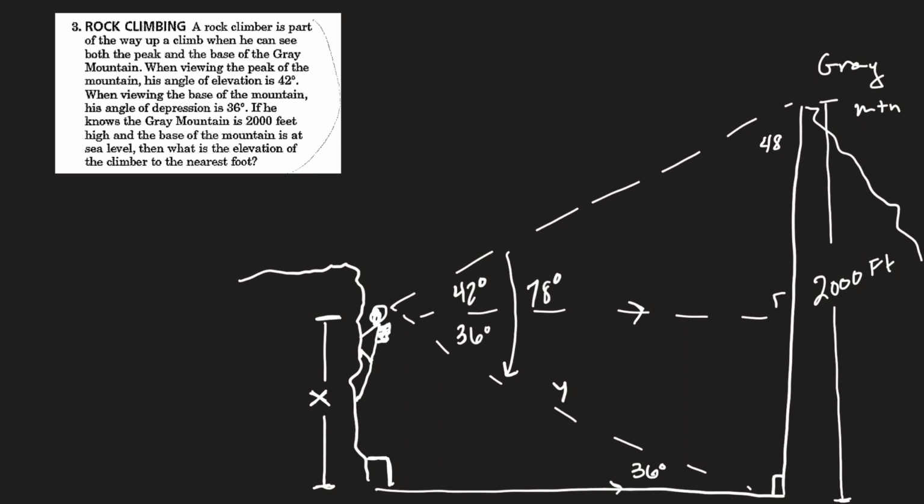I'm looking at this larger triangle. We have a full angle, we have a full side, I have another angle, and I'm missing a side. So this is going to be a perfect law of sines question. We'll say y over the sine of 48 is equal to, of course, 2,000 over the sine of 78.